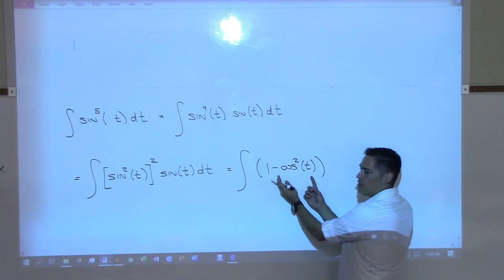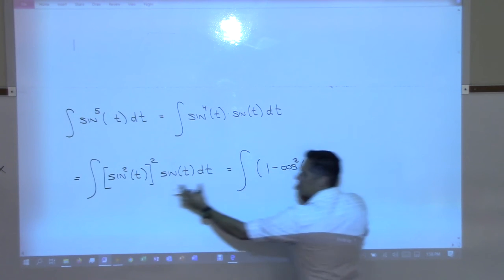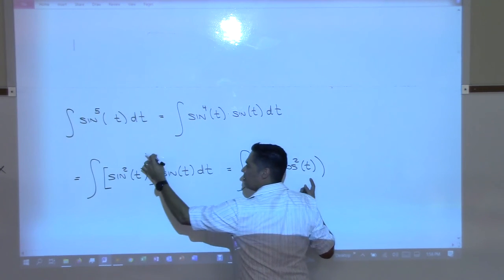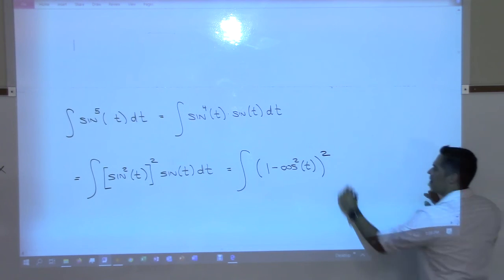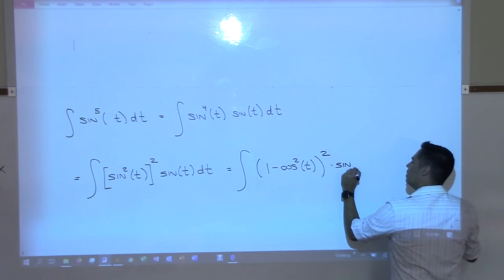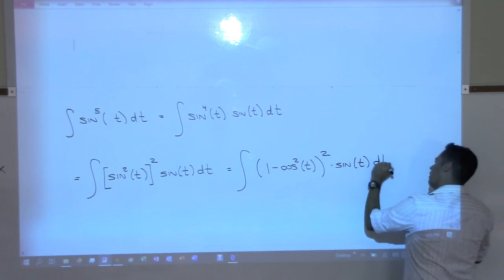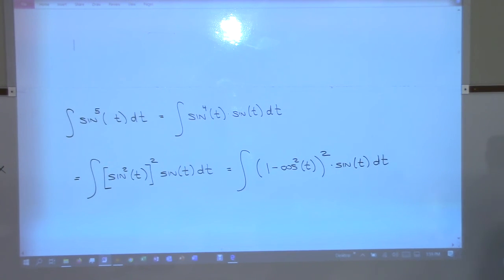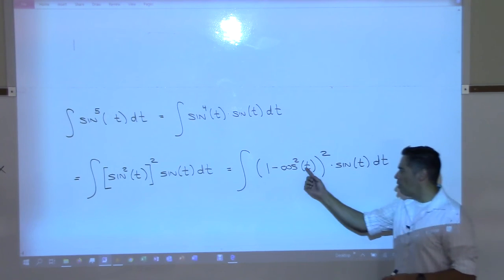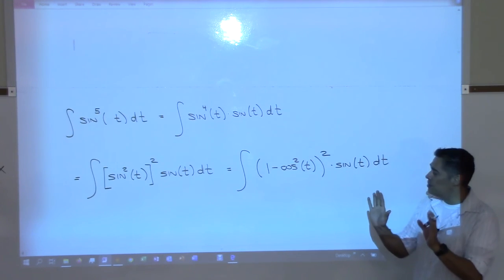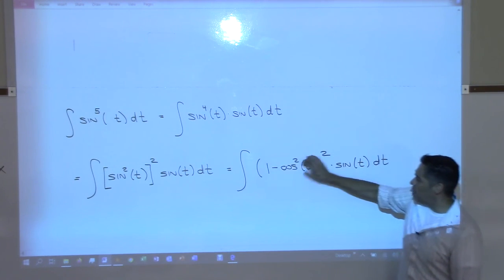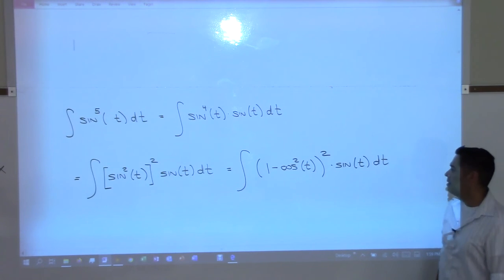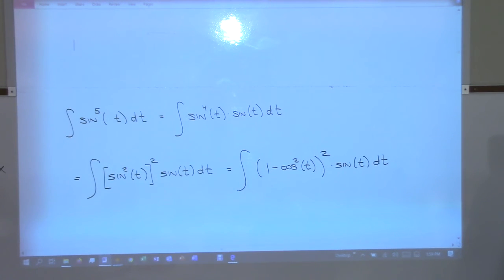That's what sine squared is, right? So that's this, but then we're going to take that and square it. So I need to put a squared out here. And then times sine of t dt. So the only difference right now between the problem that we did before and the problem we're doing now, other than the 4, right? I took that 4 out of there. The only other difference we have is that instead of having this expression just by itself, it's this expression squared, isn't it?